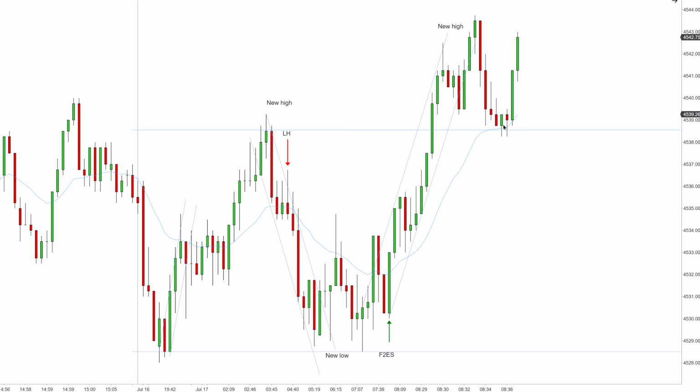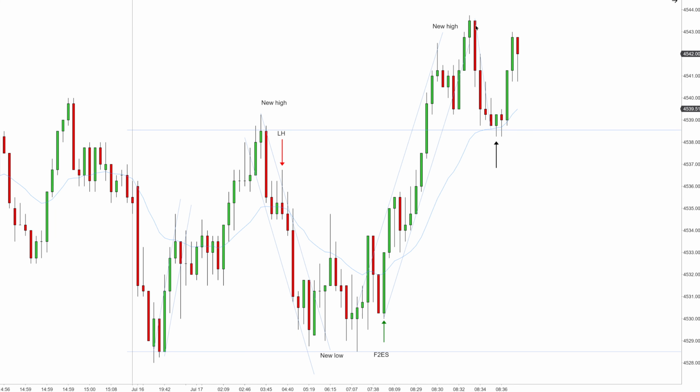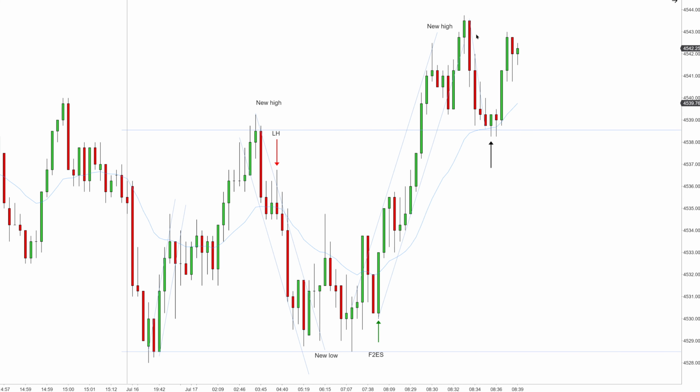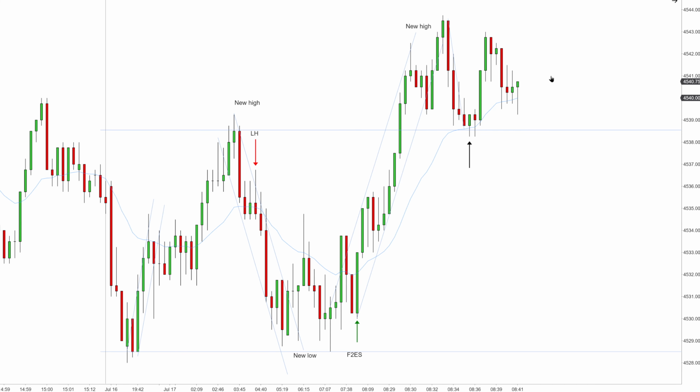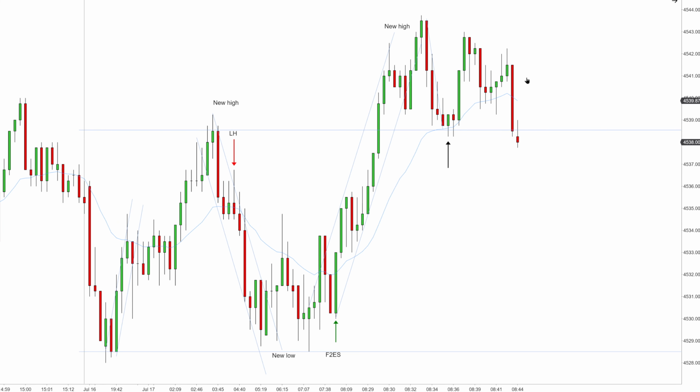So the EMA held, and the resistance is now acting as support. This is a breakout pullback, and already you're taking into consideration a possible bullish bias. But it was just a first entry long. I cannot go long. The uptrend played out with the break to a new high, so I have to be patient. There is no real setup for me to take.